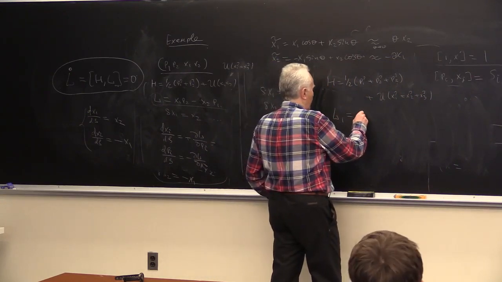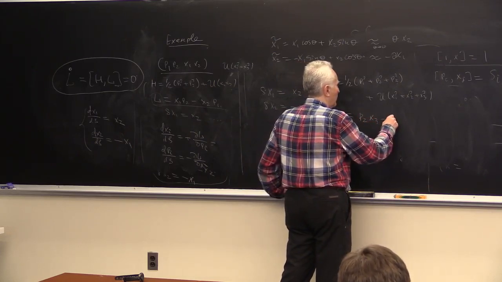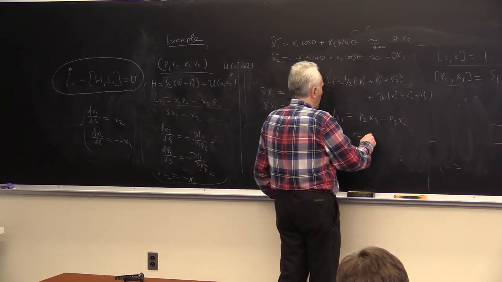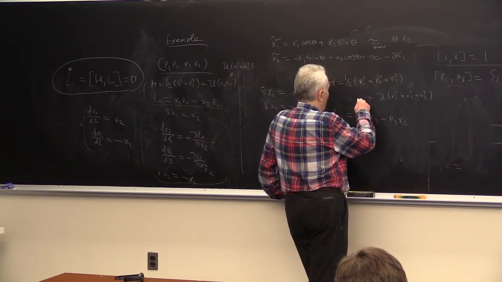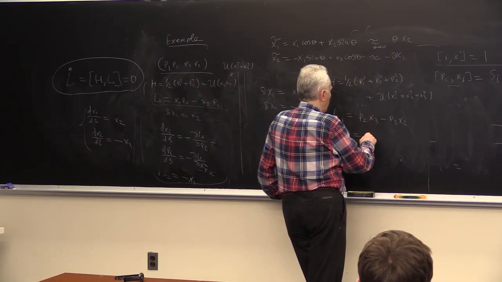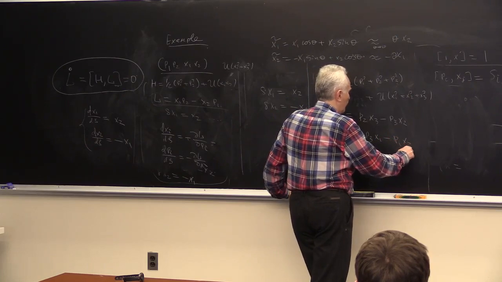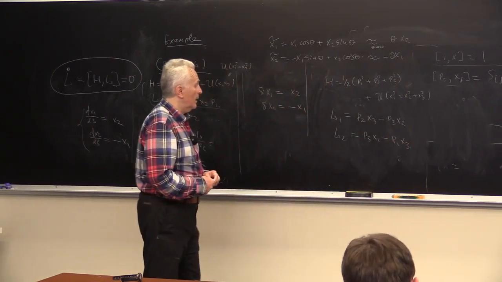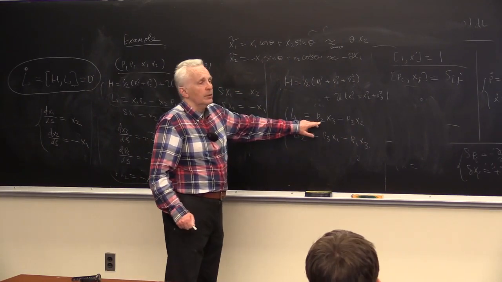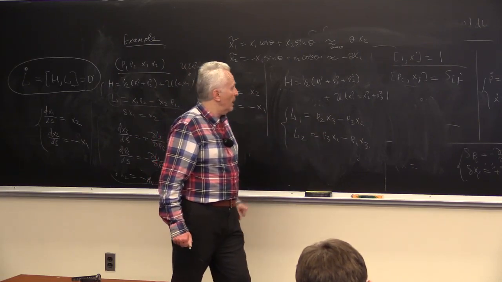And in this case, we have clearly at least two. We can write down L1, which is p2 x3 minus p3 x2, and we can write down L2, which is p3 x1 minus p1 x3. So this is rotation in the 2-3 plane, this is rotation in the 3-1 plane, okay?